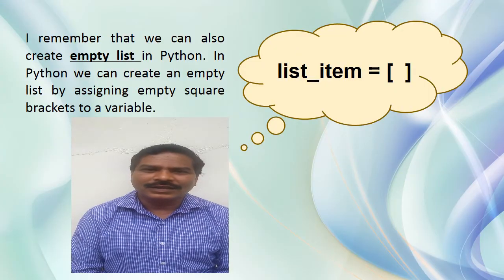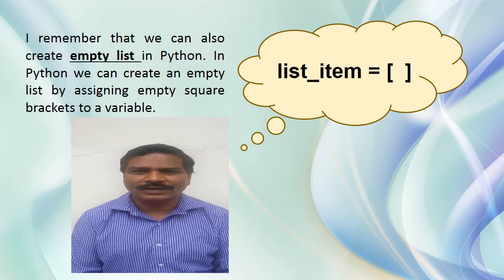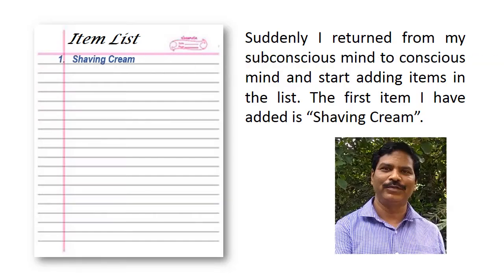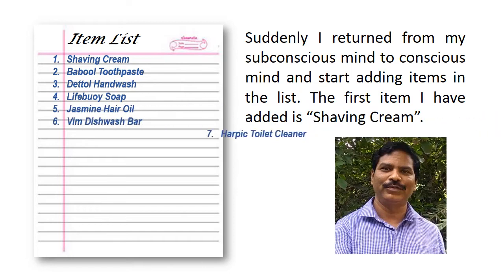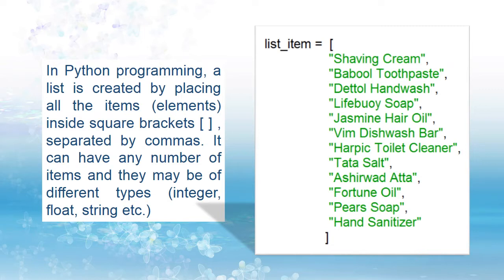I remember that we can create an empty list in Python. In Python programming, we can create an empty list by assigning empty square brackets to a variable. Suddenly, I returned from my subconscious mind to my conscious mind and started adding items to the list. The first item I added is shaving cream. In Python programming, a list is created by placing all the items or elements inside square brackets, separated by commas. It can have any number of items and they may be of different types: integer, float, string, etc.